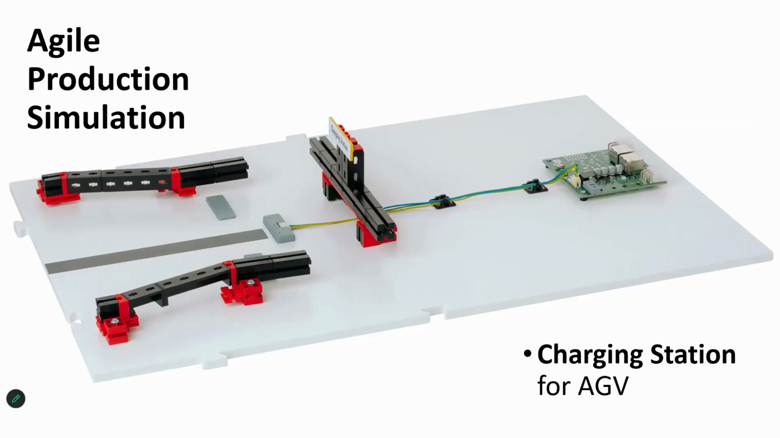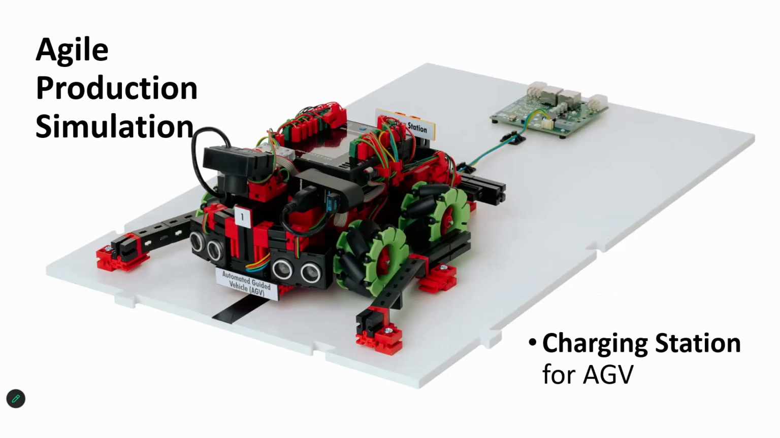When the battery on the AGV, the automated guided vehicle, runs low, the AGV will navigate towards the charging dock, where it is automatically charged with a charger with charge monitoring. Contacts on the floor of the charging station connect the AGV with the charging electronics.